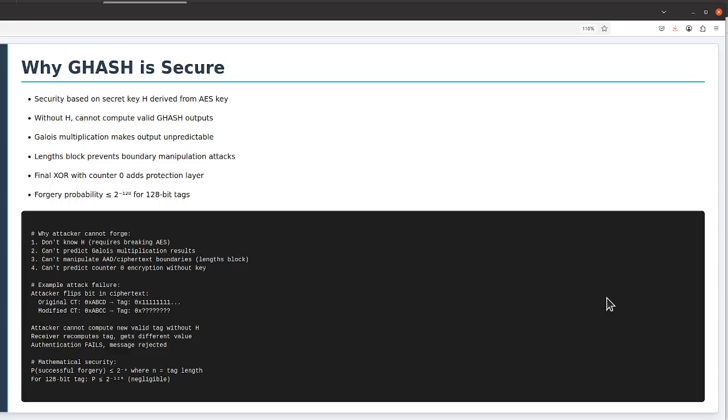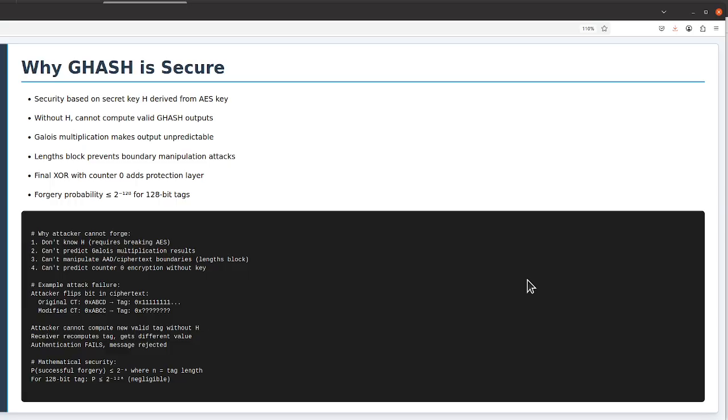Third, the lengths block prevents certain forgery attacks. Without the lengths block, an attacker might be able to take a valid message with AAD and ciphertext and redistribute bits between them while maintaining a valid tag. The lengths block makes this impossible because it explicitly authenticates the lengths of both fields.